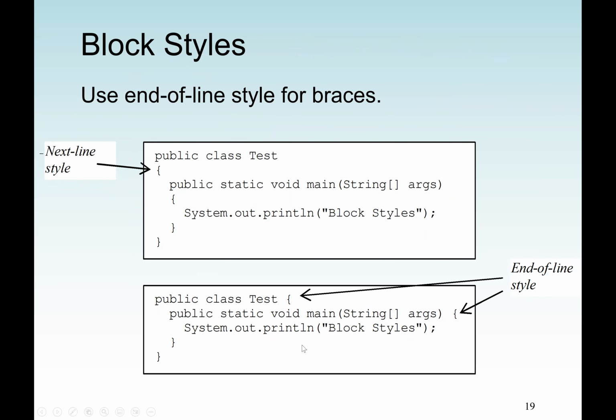Or you can have the curly brace on the same line. Public class Test, we have the brace, then we close it. The main method, we also have a brace in front that we close. Or we can move it to the next line. This is up to you. We call the first one next-line style because we move the brace to the next line. Here we call the end-of-line style. After we have our class name or the method name, the curly brace will start on the same line.